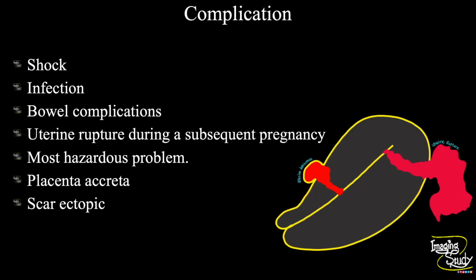The common complication of uterine rupture is shock due to bleeding. The patient may also develop infection and bowel complications, and there will always be a risk in subsequent pregnancy, which is actually a very noticeable problem in future. There will always be a chance of placenta accreta and scar ectopic in these cases.